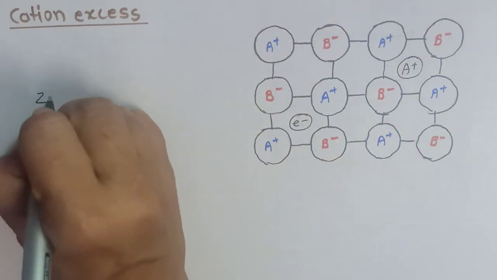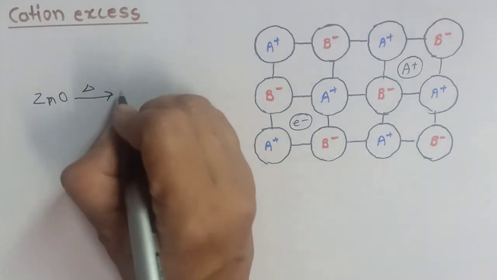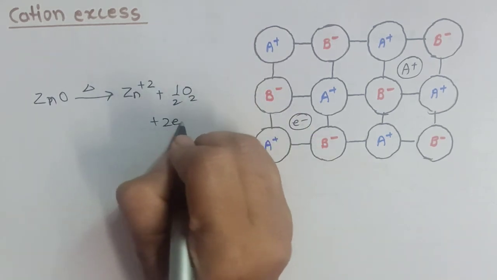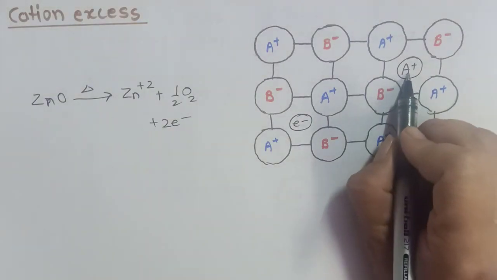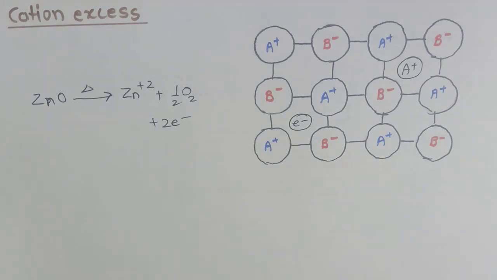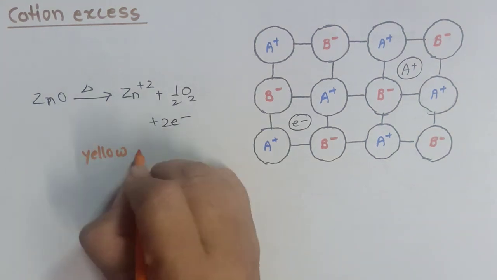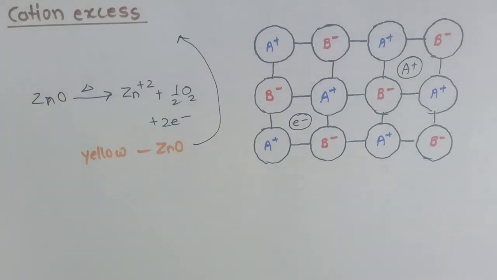For example, zinc oxide. Zinc oxide when heated turns yellow. Zinc oxide when heated forms zinc plus 2 and releases 2 electrons. So if I consider this compound as zinc oxide, this will be the zinc cation, and these extra electrons will be occupying the interstitial site to maintain electrical neutrality. Remember, the yellow color of zinc oxide is due to cation excess. Don't write the answer here as F center. That is the most common mistake that students make.